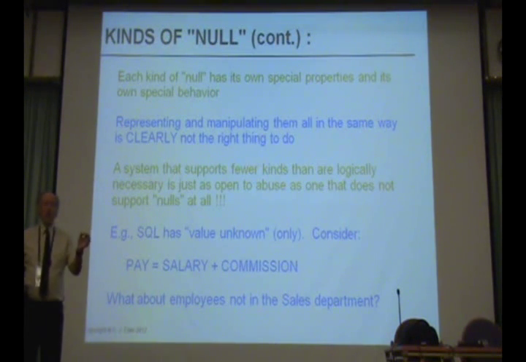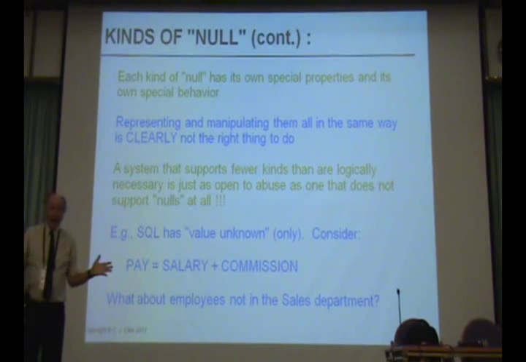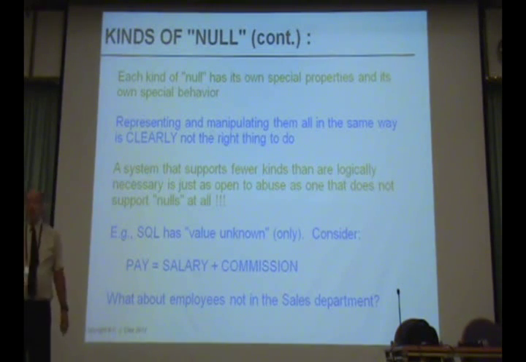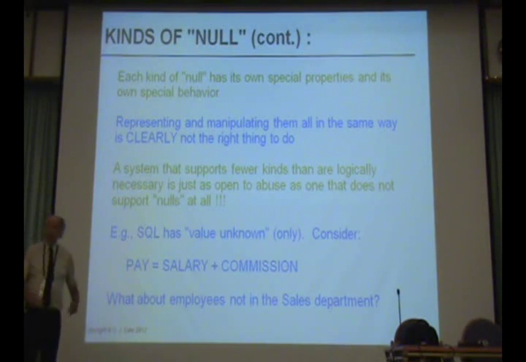Some people will represent missing information by -1, somebody else by 999, somebody else by a blank, and so on. Anarchy. And there is some merit to that argument, actually. But my point is, if you need three kinds of null and you only have two, you still have room for anarchy. In fact, SQL is the obvious example. SQL has one kind of null. It's explicitly meant to represent value unknown. I know that for a fact because I was there when it was invented.